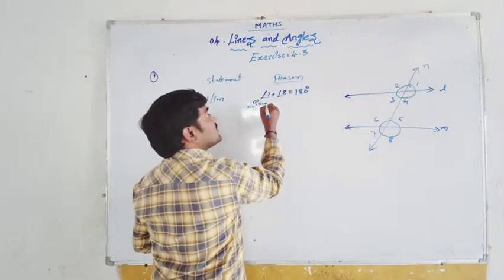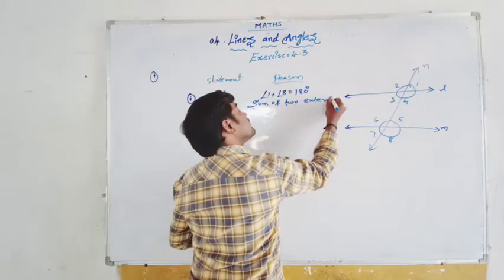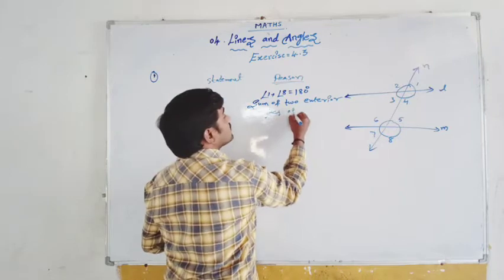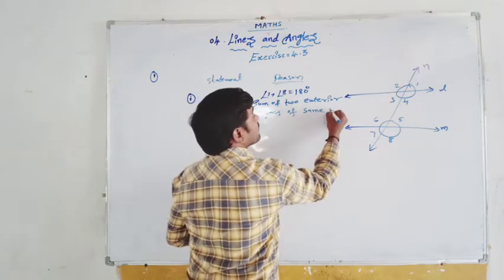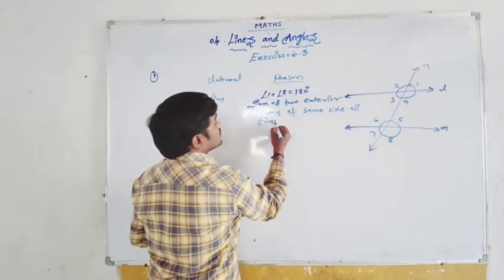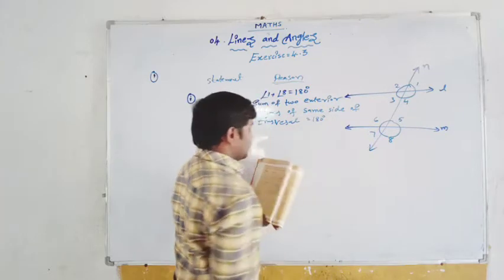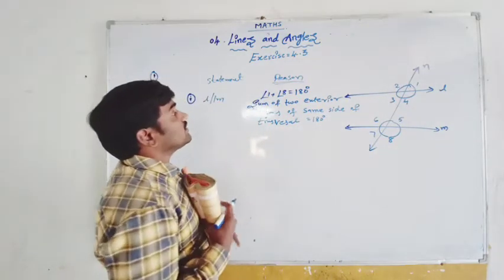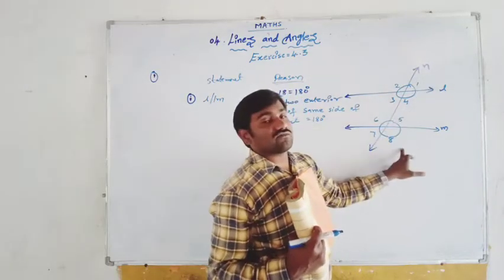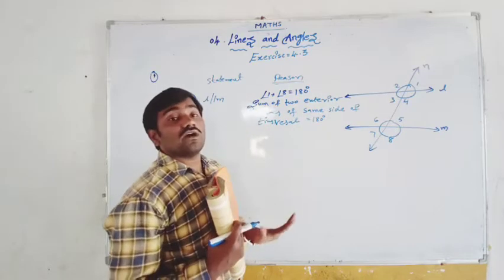Here the reason is that the sum of two exterior angles of the same side of the transversal is equal to 180 degrees. So the sum of two exterior angles of the same side of the transversal equals 180 degrees, so that here L is parallel to M.